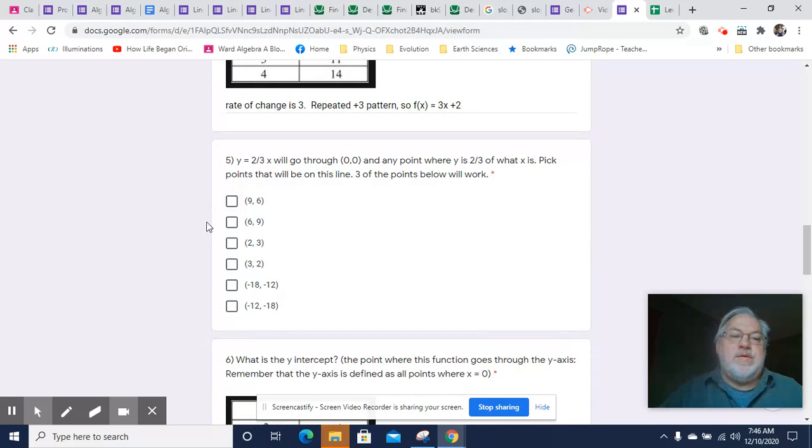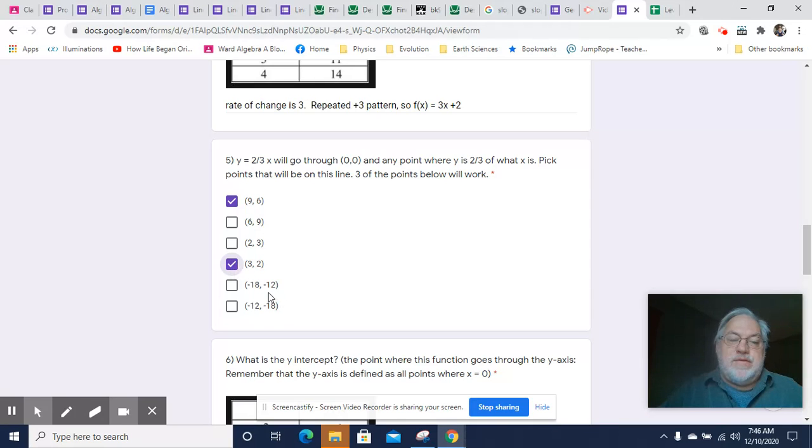Okay, for the next one, we've got y equals 2/3 x. This is a laser kind of battle commander question. It goes through 0, 0, where for any point where y is 2/3 of what x is. Okay, so let's take a look at the x's and y's. Another way to think of it is y divided by x for a particular point is going to be 2/3. So y divided by x, 6 divided by 9, that is 2/3. 9 divided by 6 is 3/2, so no way. 3 divided by 2 is also 3/2, but 2 divided by 3 is definitely 2/3.